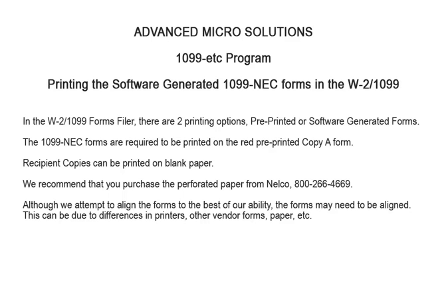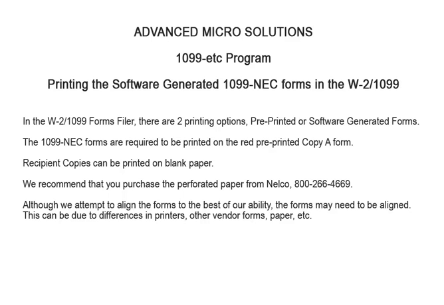In the W-2 1099 Forms Filer, there are two printing options: pre-printed or software-generated forms. Pre-printed means that you have the pre-printed forms and just need to print the data. Software-generated means the form and the data is printed on blank paper.